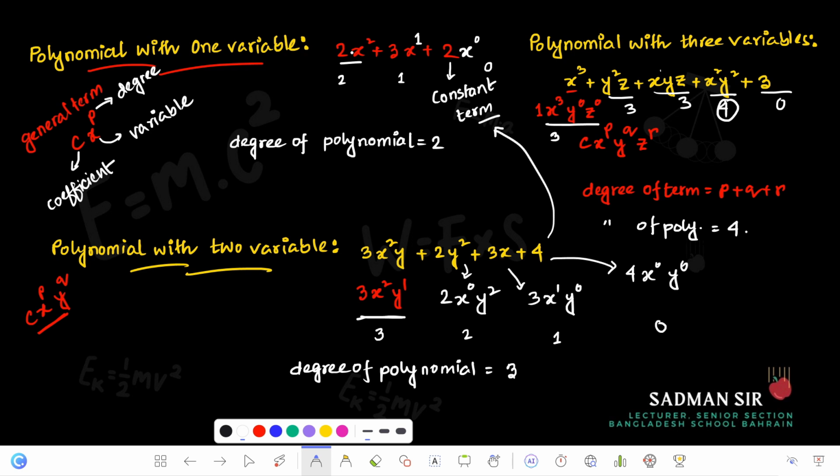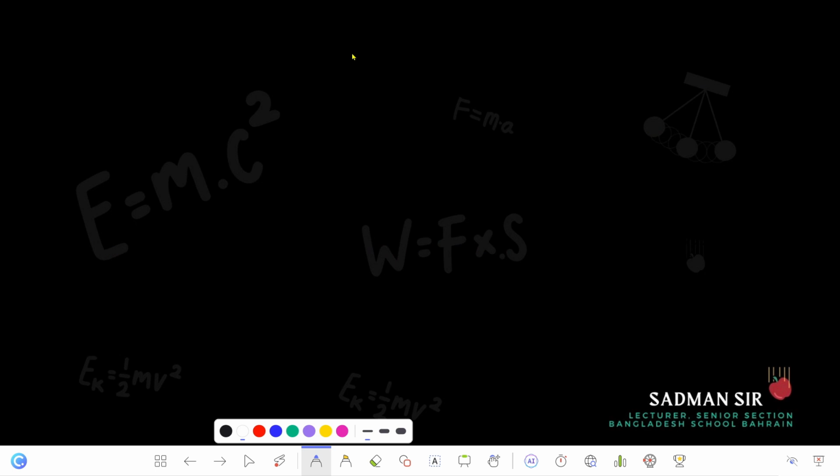Okay, now for a particular polynomial there are some quantities that they might ask you to find out. For example, if I write 2x to the power 6 minus 3x to the power 5 minus x to the power 4 plus 2x minus 5. Okay, so this is a polynomial with one variable.